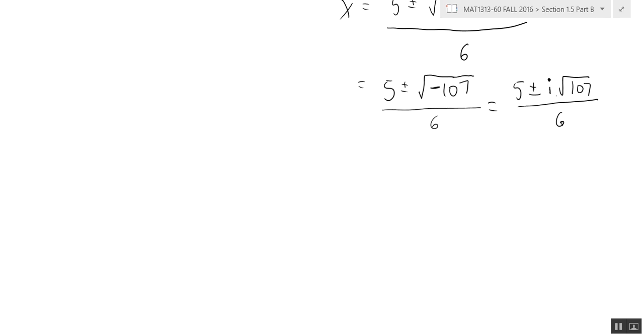The reason why I say we almost have our answer is because remember, with complex numbers we have to write the real part and the imaginary part, right? So this is equal to, we say this first number, 5 over 6, and then we have plus or minus, and then I have i square root of 107 over 6.